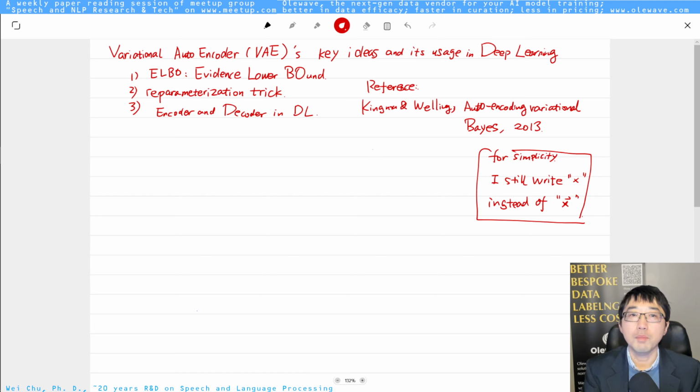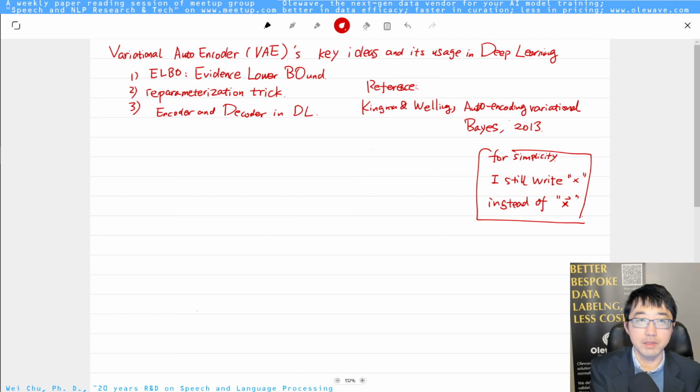Today we're gonna be reading a classical paper for generative AI. Its title is Variational Autoencoder, and although this was published 10 years ago, it is the foundation of popular vision and video generative AI techniques, for example, Sora. And today we're going to be covering its key ideas and its usage in deep learning.